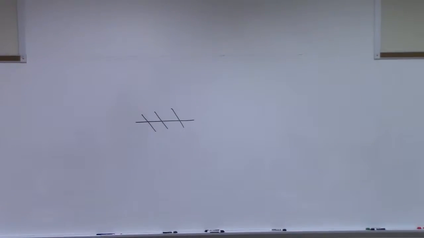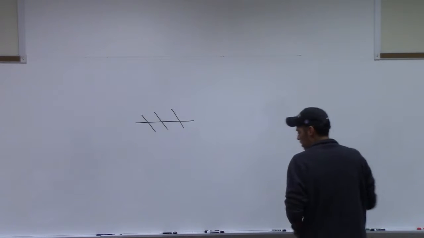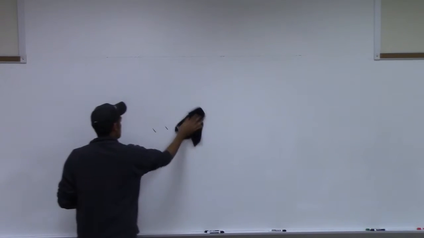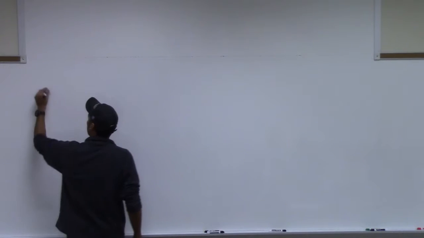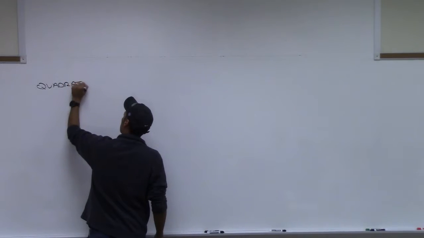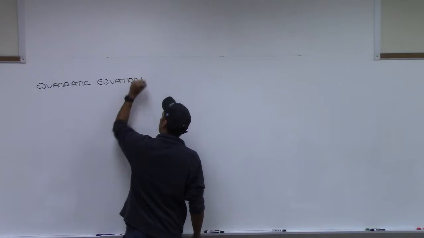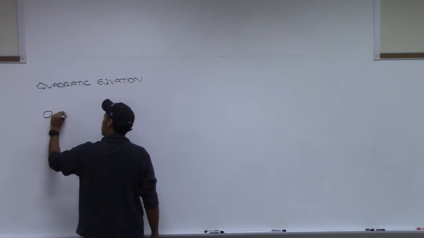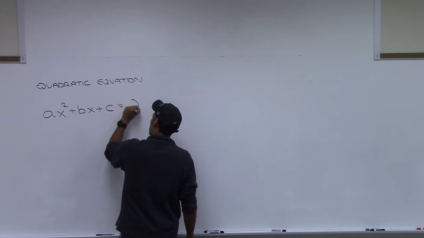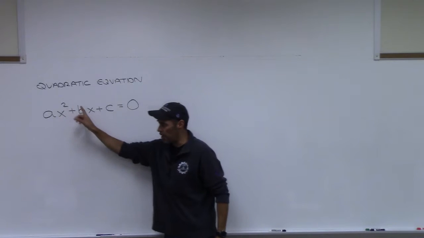All right, so last class we were talking about quadratic equations, right? Yes? Okay, so remember that a quadratic equation is any equation that looks like this. All right? So we're looking for the equal sign, we're looking for our variable squared.